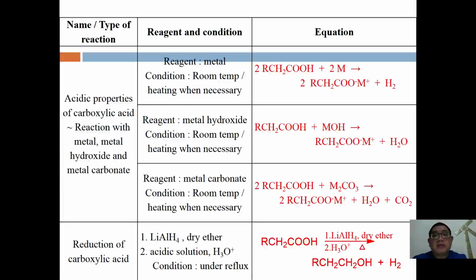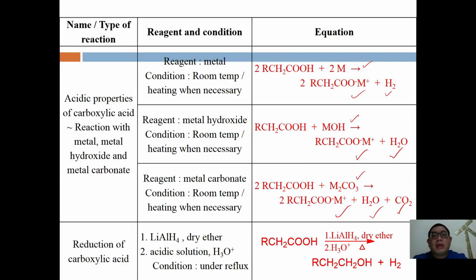Now these are the series of the chemical properties or chemical reactions that we are going to have a look at for the carboxylic acid. Since carboxylic acid is an acid, it can react with base or metals or metal carbonate to form various products of salt and side product. So when carboxylic acid reacts with metal, you form salt plus hydrogen. When carboxylic acid reacts with metal hydroxide, you form salt plus water. When carboxylic acid reacts with metal carbonate, you form salt plus water plus carbon dioxide.